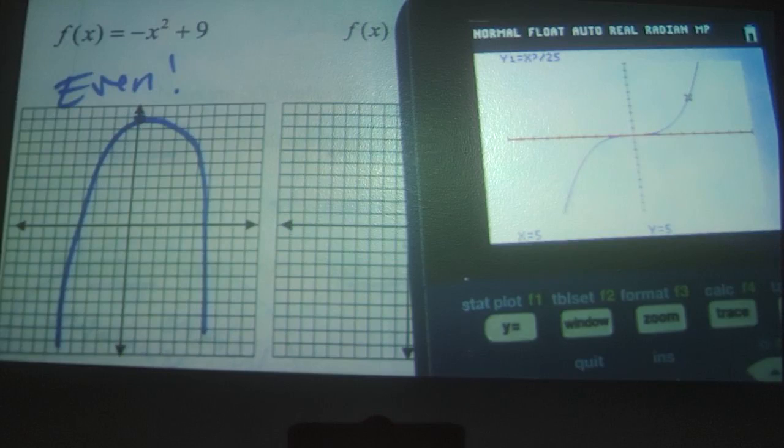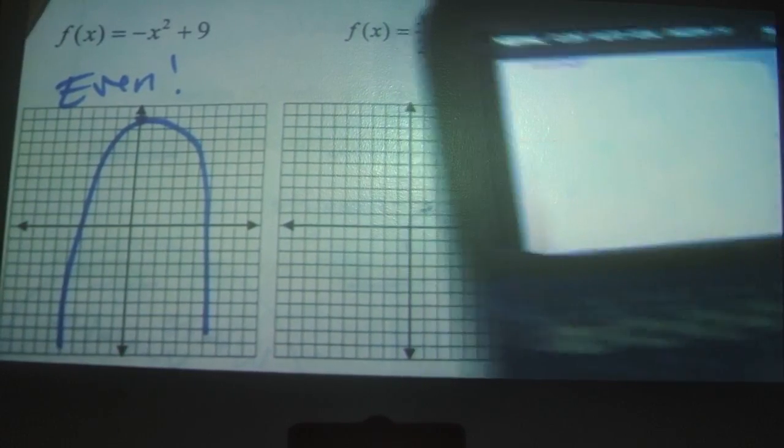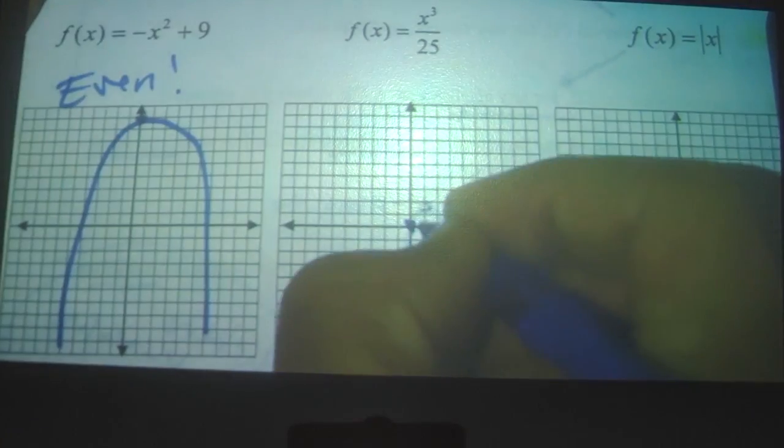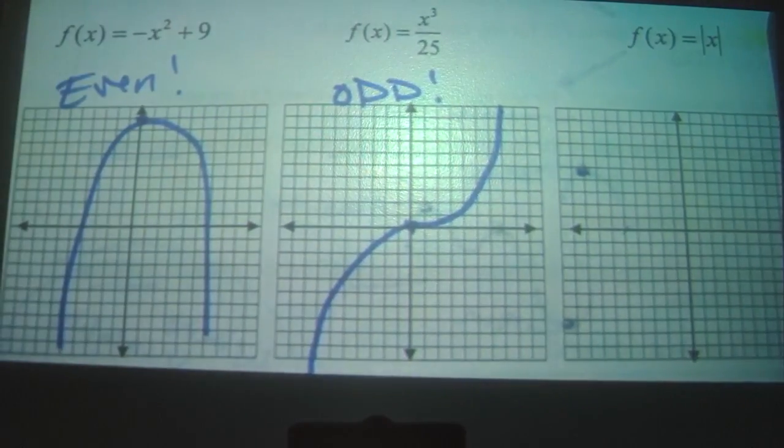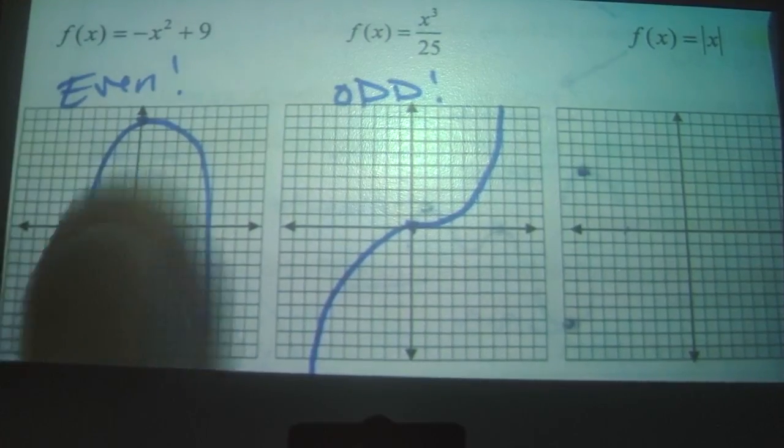And I get 5, 5. And when I plug in negative 5, I get negative 5, negative 5. So it is definitely symmetric to the origin. So again, I'm just doing a rough sketch. That is definitely an odd function. Okay, so this one's even, that one's odd.